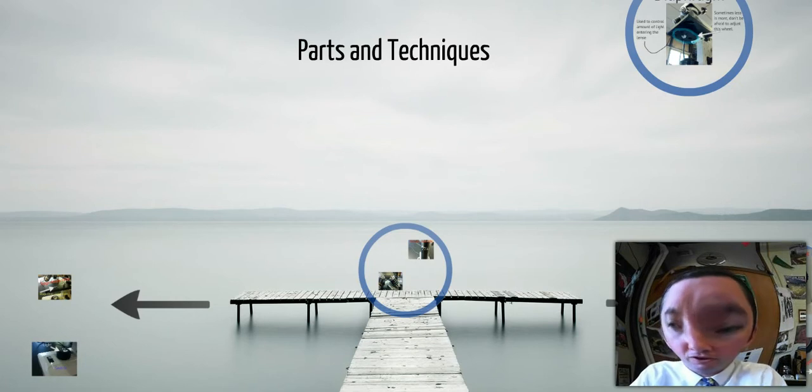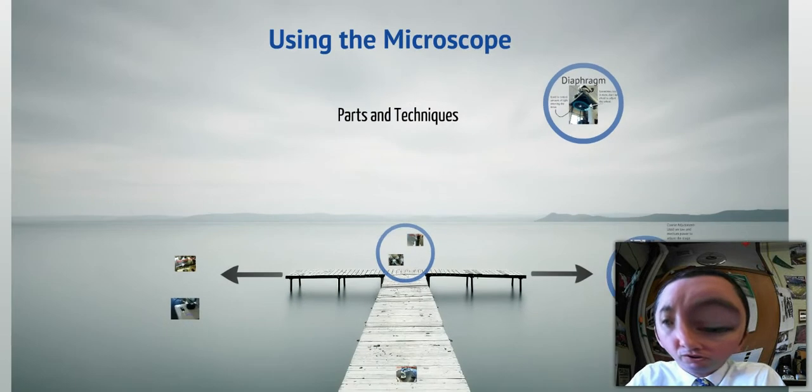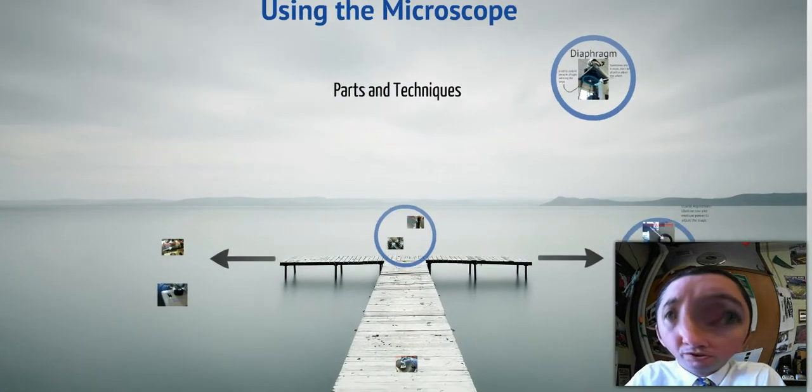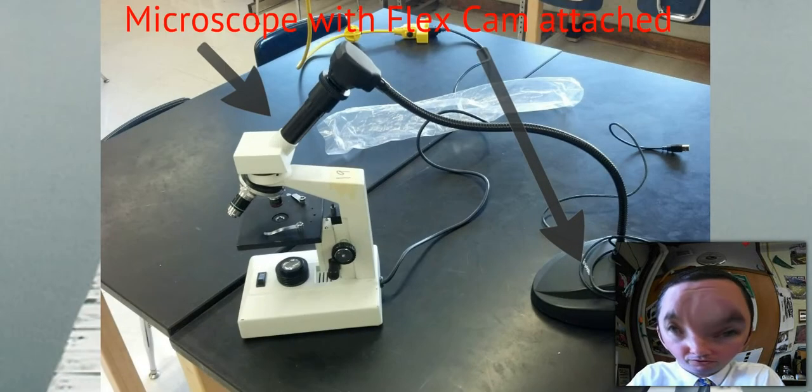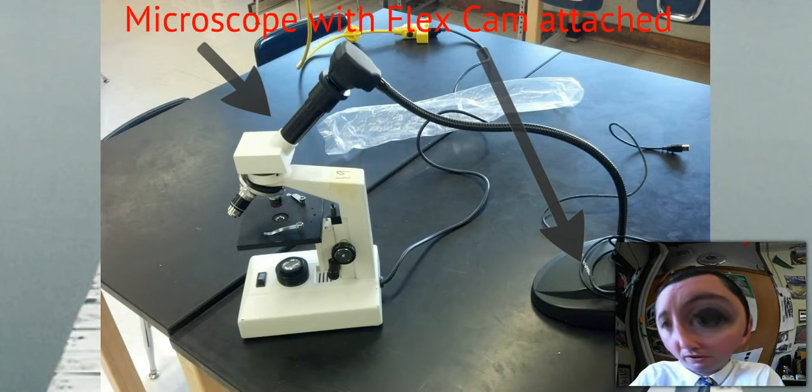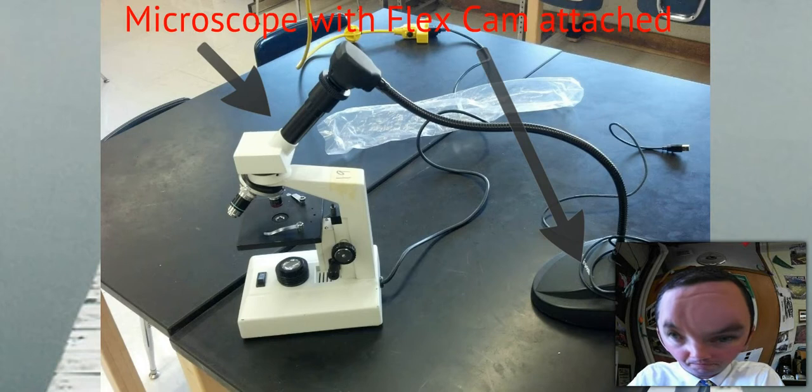So let's go through a few things on microscopes. Let's take a look here. All right, so let's start with the basics. When you're using the microscope, we're going to be using a thing called the microscope, obviously, and then the flex cam. We've got flex cams that hook to all of our laptops that we have in the classroom, and you guys will be trained on how to use these flex cams at a later point in time.